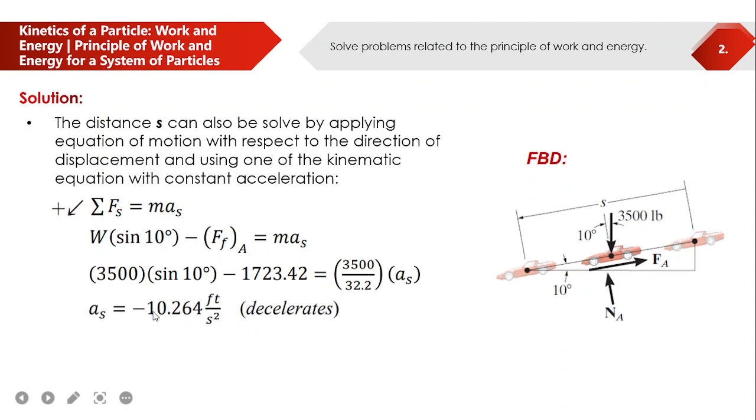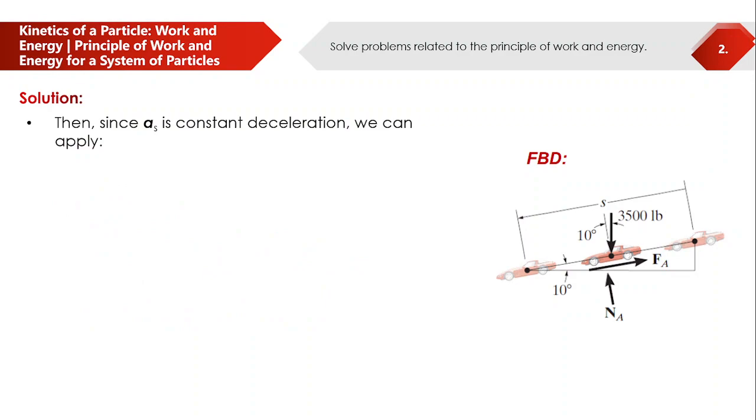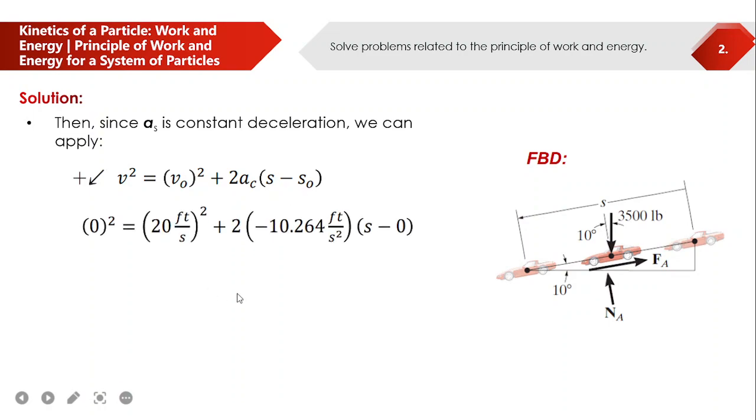It decelerates, kasi nga negative, because your final velocity is 0, so the change of velocity will be negative. Kasi nga, nagbe-break ka, di ba? So that will be your acceleration. Then, since a sub c is constant, this deceleration, we can apply the kinematic equations. So that will be v squared is equal to v sub o squared plus 2 a sub c times s minus s sub o.